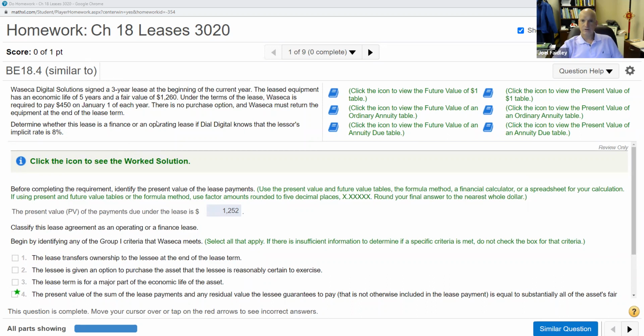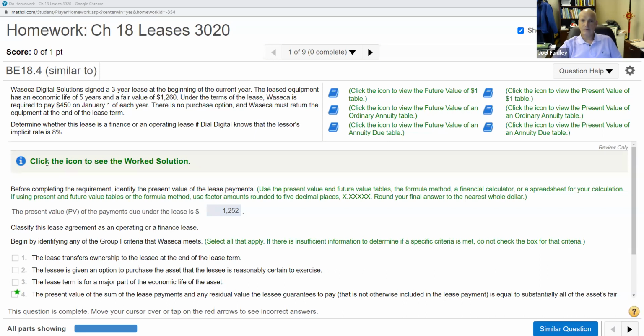Item 3 or question 3. Required to pay $450 on January 1 of each year. So that's up front. Very important when we start doing this present value, because the present value is based on an annuity due, not an ordinary annuity. So very important there to use the right table. Of course, if you're using Excel, we'll see that you've got to put a 1 at the end of that expression. We'll see that here shortly. There's no bargain purchase option, and must return equipment at the end of the lease term. So that tells you 1 and 2 and 3 are all no, but what about 4?